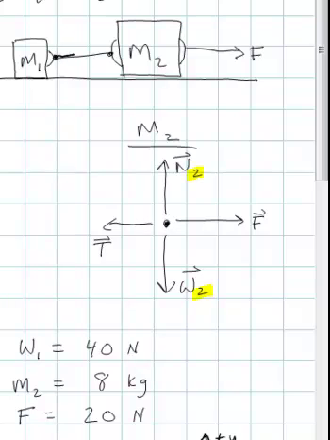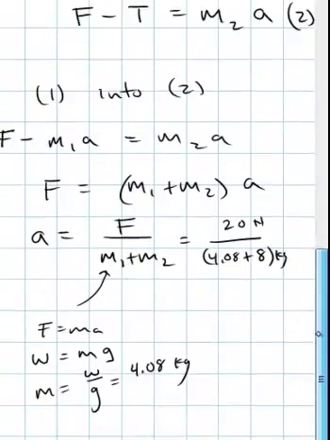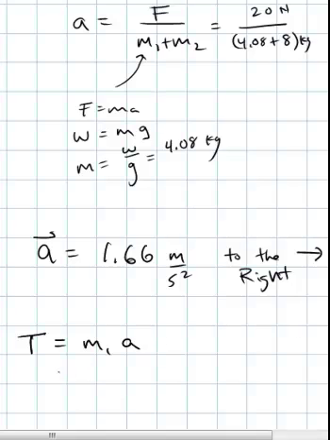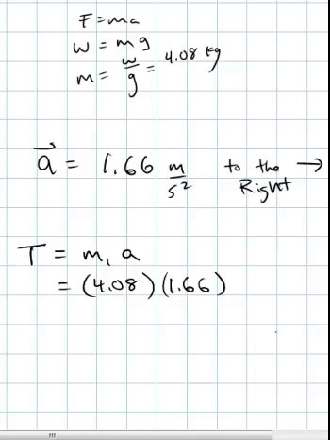We're not sure what's happening inside this rope here. We don't know what the tension is in that rope. So let's go back and solve for the tension in the rope now. And I'm just going to use equation 1 to do that. That's the tension equals M1A. And I get my tension is 6.77 newtons.